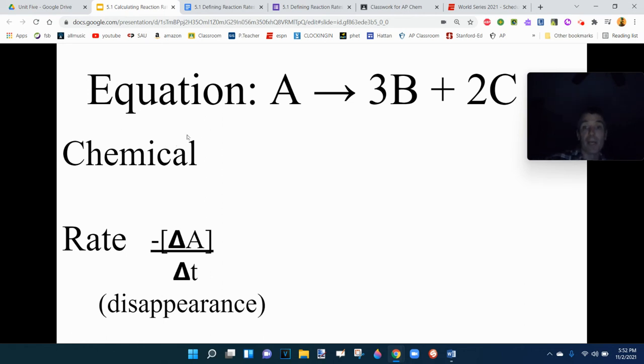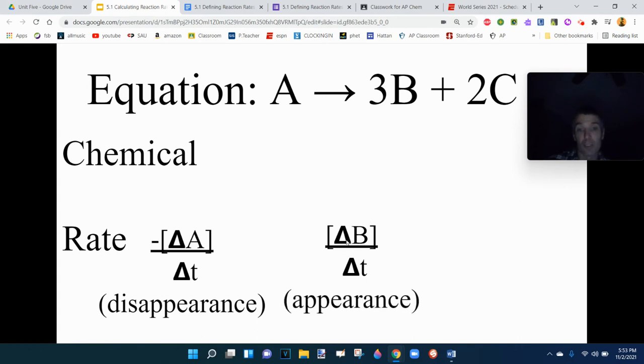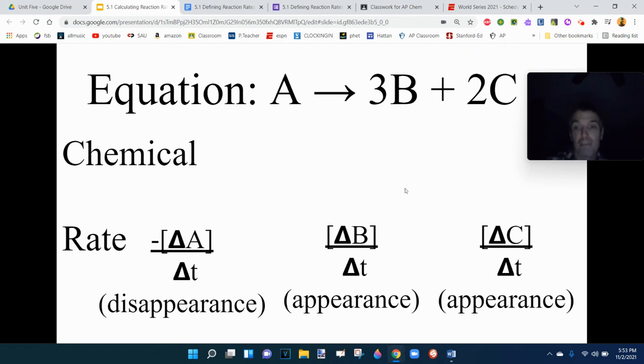Now, chemical B's rate is going to be basically similar, except that we're going to change the top factor and make it delta B. Remember, delta means change, like final minus initial, for all of these. And C is going to be similar, and it's also going to be an appearance.